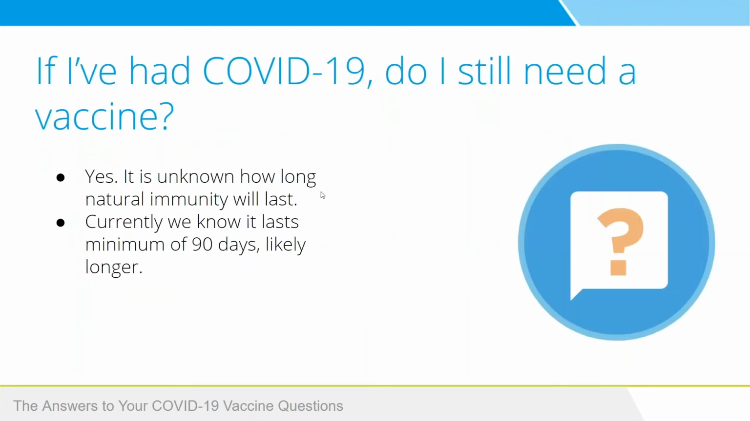So what if you've already had COVID-19? Unfortunately, in the healthcare industry, you guys have been exposed a lot, and I know a lot of you have had COVID-19. Do you still need to be vaccinated? The answer to that is yes. And this is because it's unknown how long your natural immunity is going to last. Currently, we know it'll last at least 90 days. And it's likely longer.